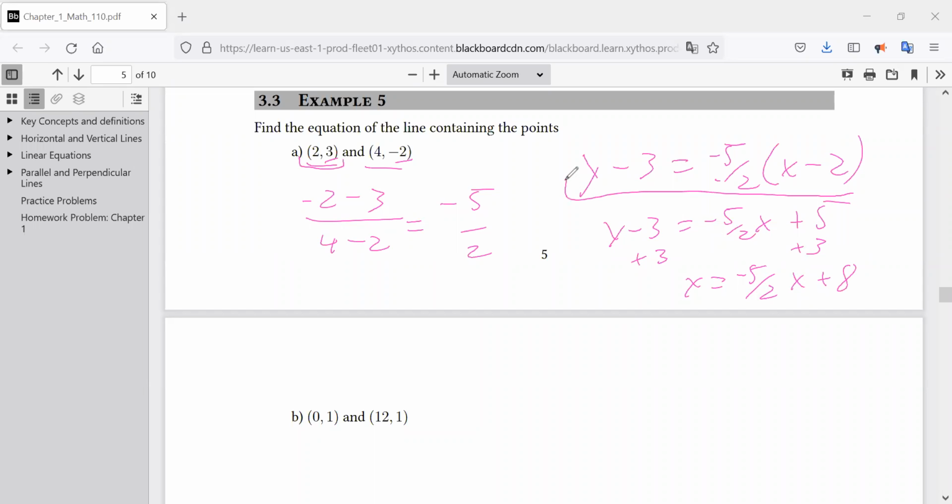So either this or this. If it says just give the equation of the line, you can give either. If it says give it in point slope form, do it this way. If it says do it in slope intercept form, do it this way.